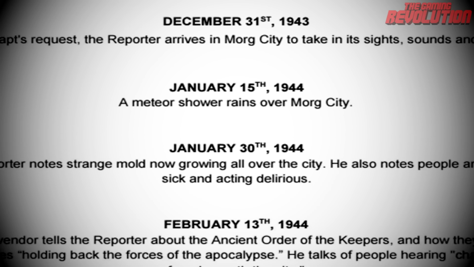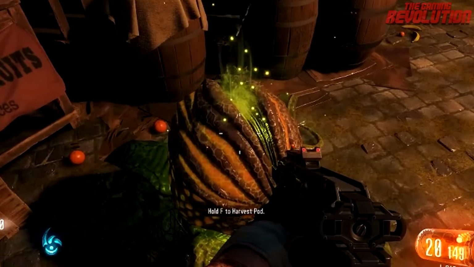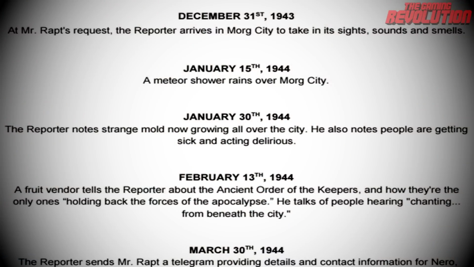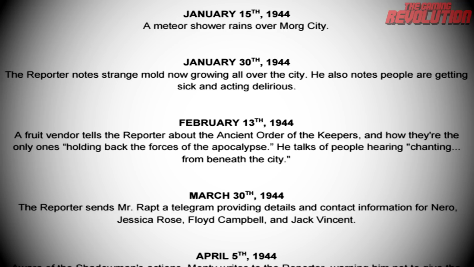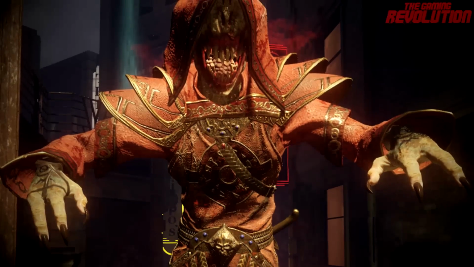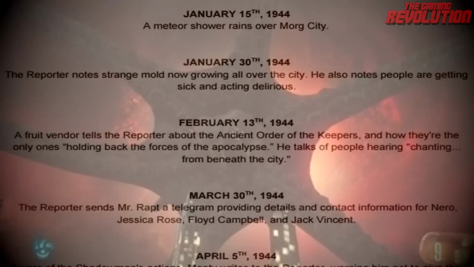Then on January the 30th, 1944, the reporter notes strange mold now growing all over the city. He also notes people are getting sick and acting delirious. This strange mold is the pods. On February the 13th, 1944, a fruit vendor tells the reporter about the ancient order of the Keepers and how they're the ones holding back the forces of the apocalypse. He talks to people hearing chanting from beneath the city.